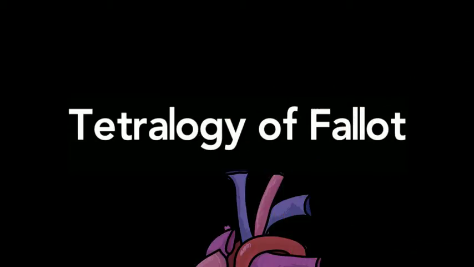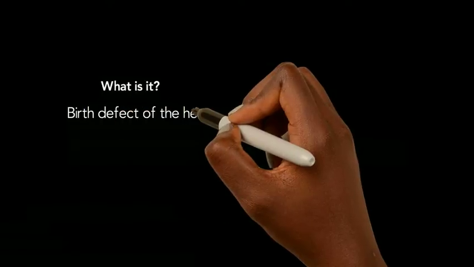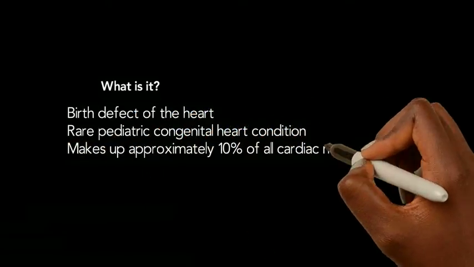We're going to be talking about Tetralogy of Fallot. So first off, what is it? Tetralogy of Fallot is defined by a birth defect of the heart. It's a rare pediatric congenital heart condition, and it makes up approximately 10% of all cardiac malformations.